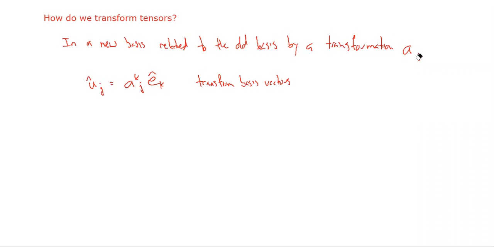And to be honest, I should have one index up and one down there. I'm kind of thinking in Cartesian. Call it KJ. So if we want to transform a tensor, all we have to do is supply one of those for every single index. Right? So if I have an nth rank tensor, the components would transform like this.